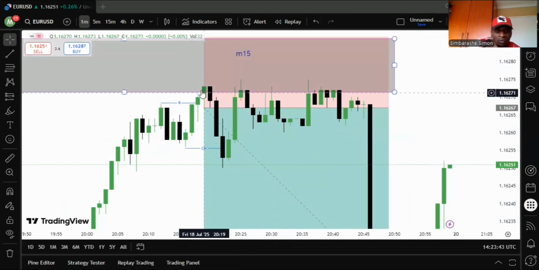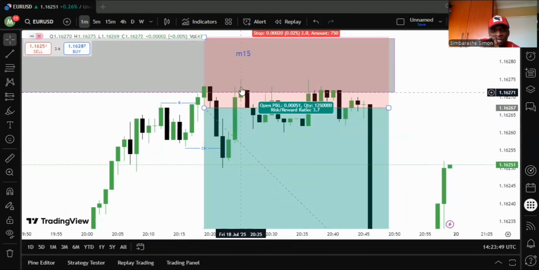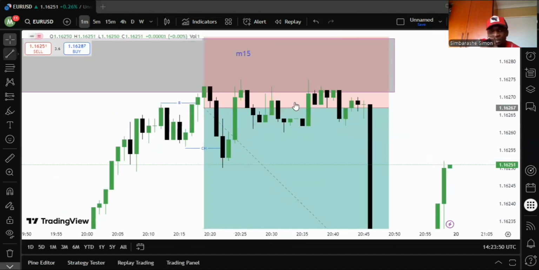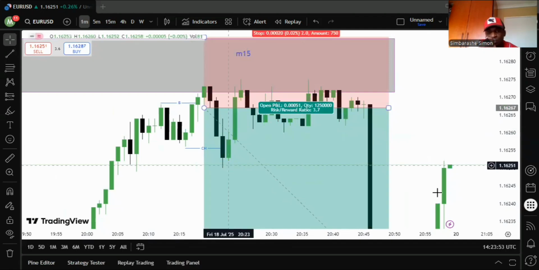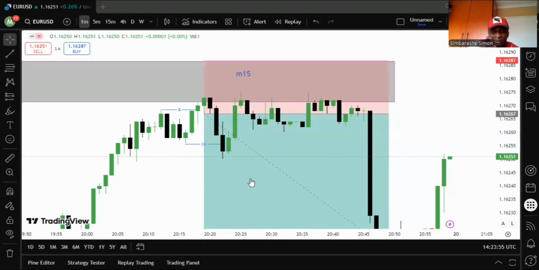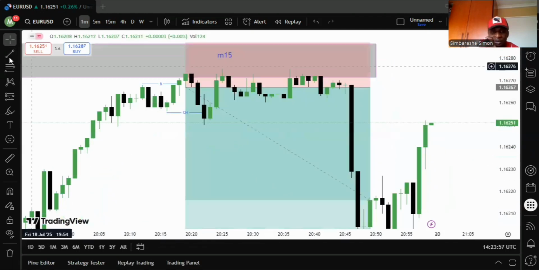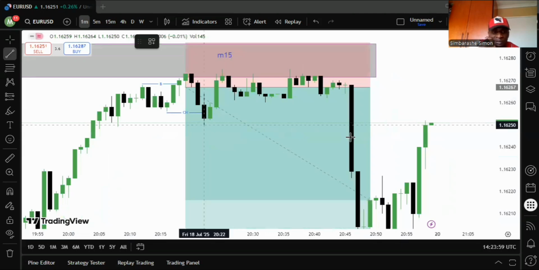We break structure up, then we come again, we make a chop. Then I'll mark a supply zone. Market comes, it reacts there. Then it consolidates a little bit, then boom. We break structure down again here because this one was a BOS. We're already in the trend.